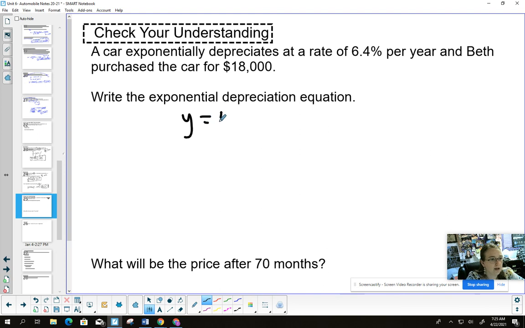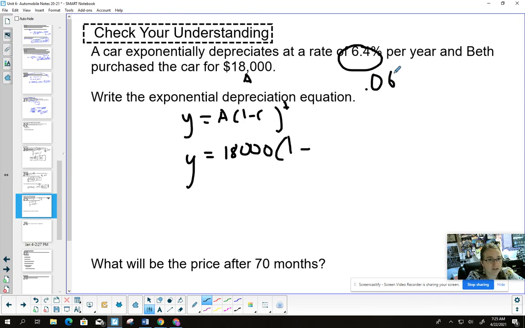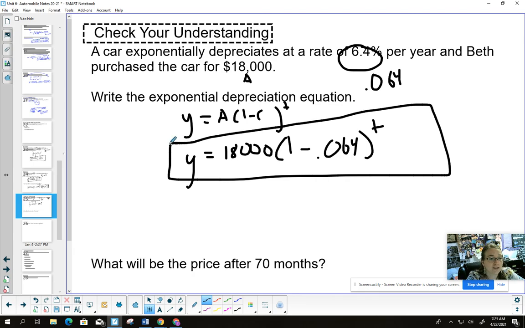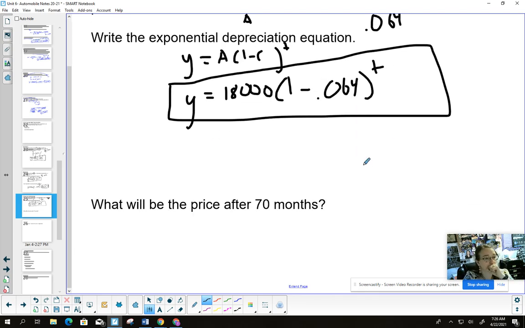Okay, so again, we want y equals a times 1 minus r to the t. a is the 18,000. I have 1 minus, this is 0.064. If I divide that by 100, I will see that, to the t. So just for this question, once again, leave the t. If you don't do that, you're going to lose points, so be careful.